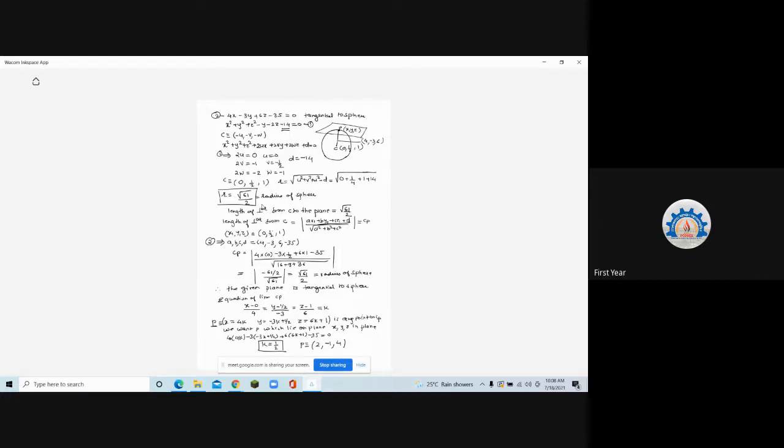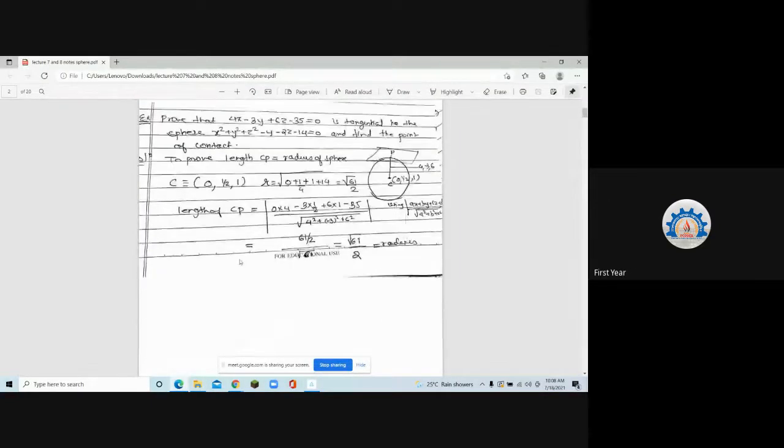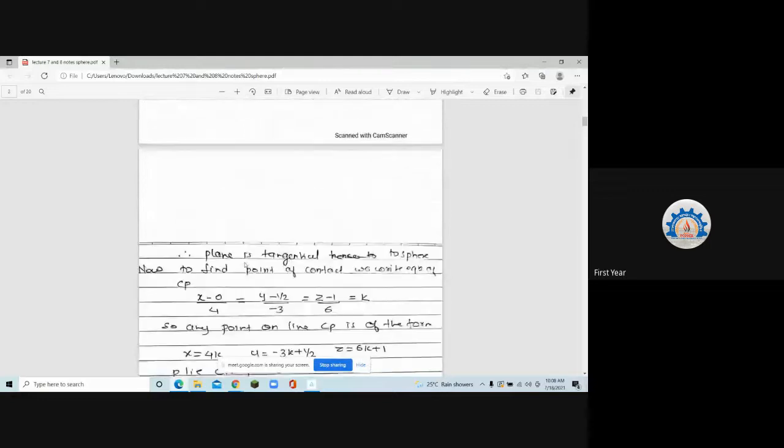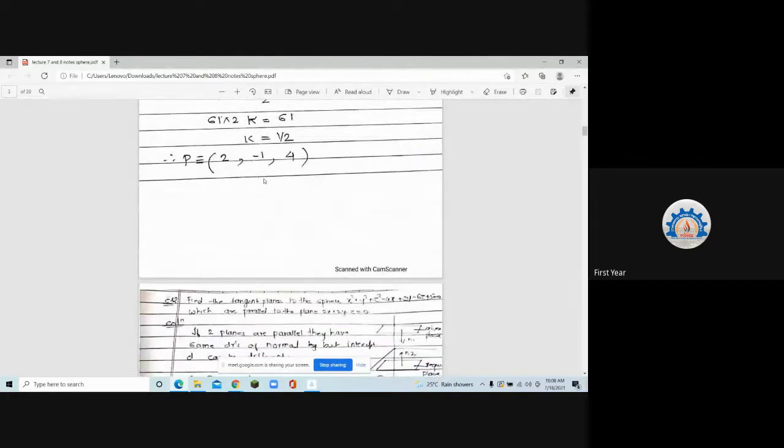That's the first part. In the second part, they'll ask that the plane is tangential, find the point of contact. Then you have to find the value of k, substitute in the general point P, and you'll get the point P, which is the intersection of plane and sphere. Clear, everyone? Yes, ma'am. So that was the question, and here the solution is there. So k is half, and the point is 2, minus 1, 4.